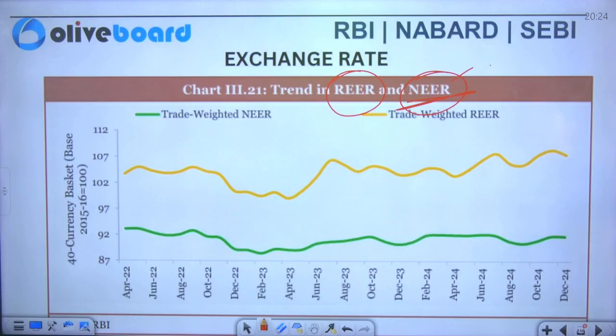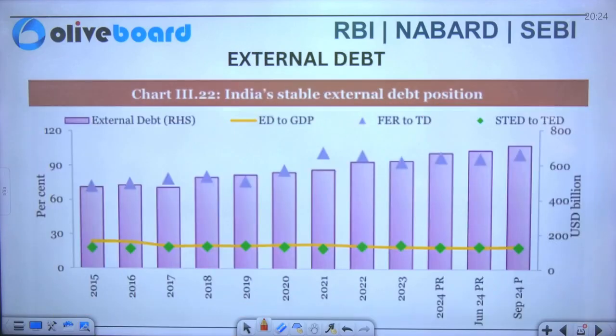Similarly, if you talk about trade weighted REER, the currency basket is lying somewhere above the 102 here. Now we'll talk about the external debt, that is, how much we have borrowed from outside countries. So you can see the data here. If I talk about the purple one, it is FER to TD. You can see it is lying here between 600 and 800.